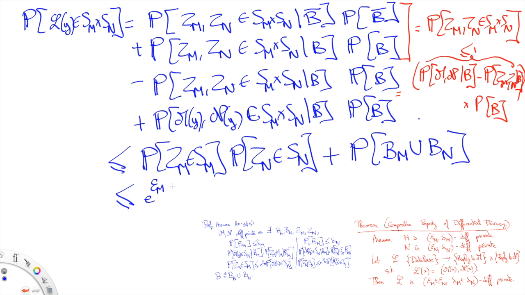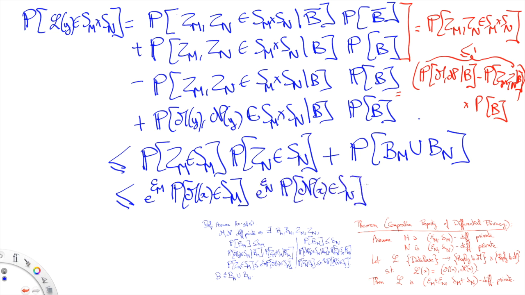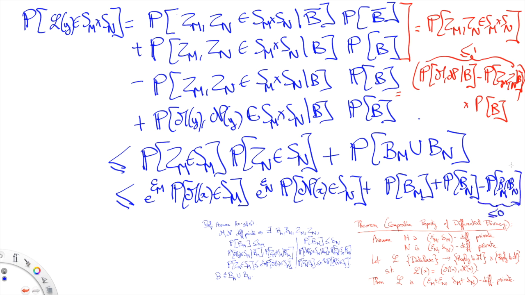e to the epsilon M times the probability that M of X is in Sm times e to the epsilon N times the probability that N of X is in Sn plus the probability that there is a breach, and this is at most the probability that there's a breach of M plus the probability that there's a breach of N. So if you wanted the whole formula, there should be a minus the probability of the intersection of the events, but this is an upper bound, so we can remove the minus term.